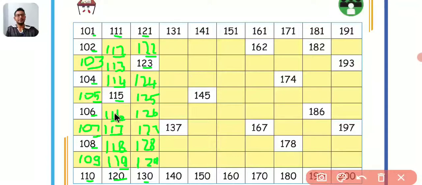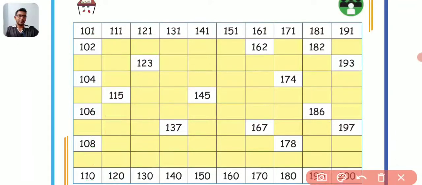This is the way I already taught you. Just count. Here we have 31, next 32, 33, 34, 35, that is 132, 133. So that is the way you can fill all the numbers. That's all.